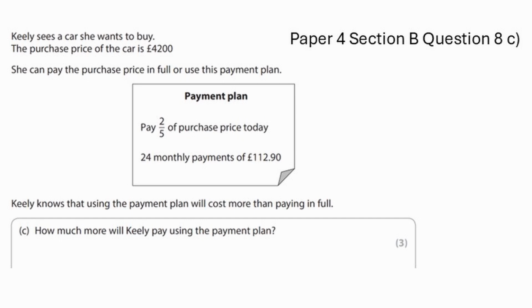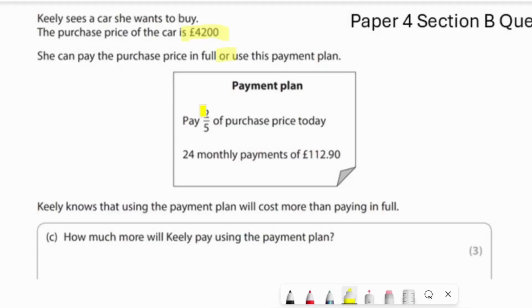Keely sees a car she wants to buy. The purchase price of the car is £4,200. She can pay the purchase price in full or use this payment plan. Below it says Keely knows that using the payment plan will cost more than paying in full today. So how much more will Keely pay using the payment plan?